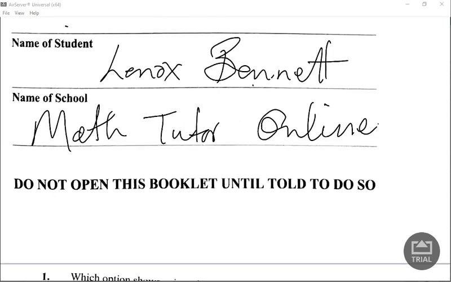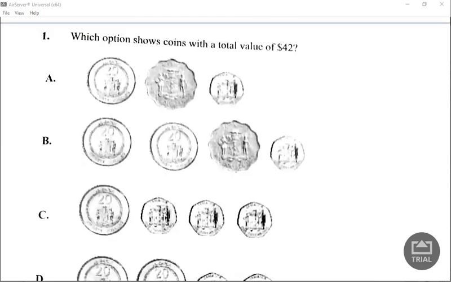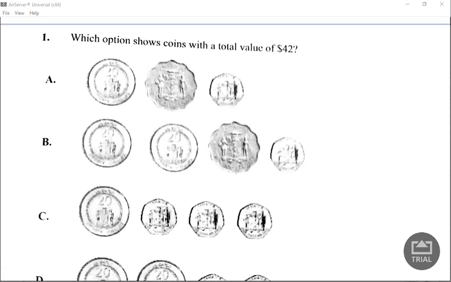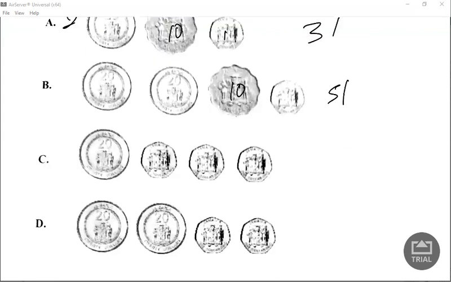Alright, it says what option shows coin with a total of $42? Now it's kinda bright. So this is $20, this is 10, and this is $1. So that would be $31. For this one, we have 20 and 20, 40. Plus another 10, that's 50, so this is 51. This now is 20 and 23, so it would be this one, which is 42. So for that one, the answer is D.